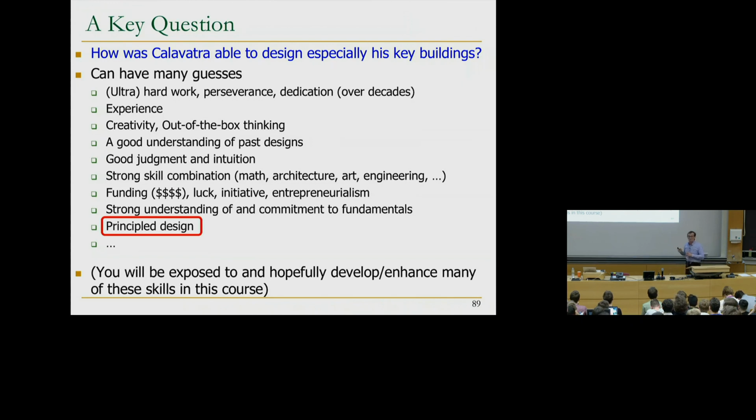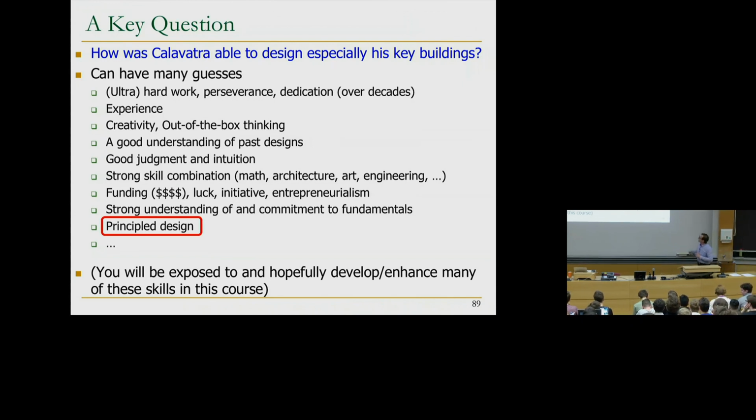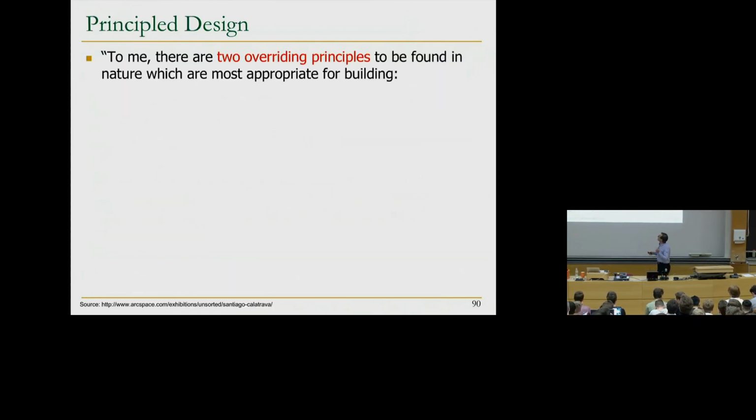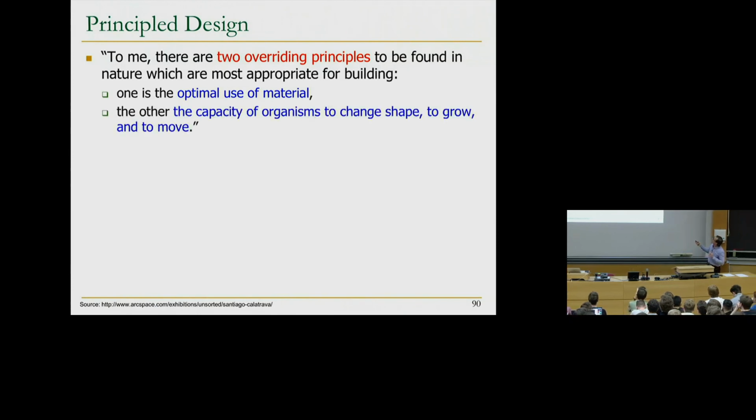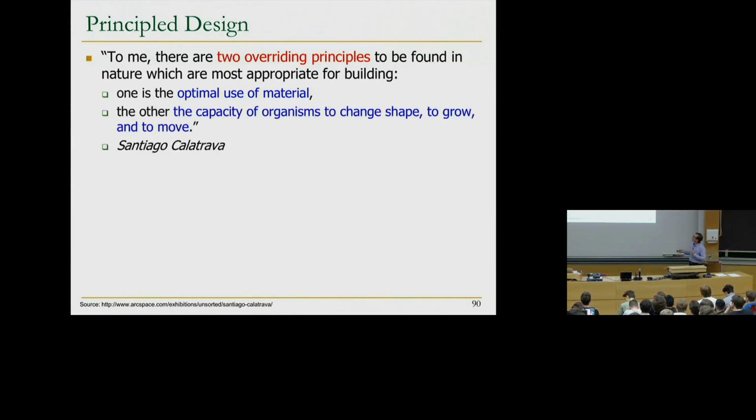Okay, let's talk about principle design, because that's really important, and we're going to cover a lot of principles in this course, and strong understanding of and commitment to fundamentals, because I think these are actually distinguishing characteristics of very good architects in the end. So this is Calatrava in his own words. To me, there are two overriding principles to be found in nature which are most appropriate for building. So there's a principle here saying that we are using natural principles, right? One is the optimal use of material. The other, the capacity of organisms to change shape, to grow, and to move.